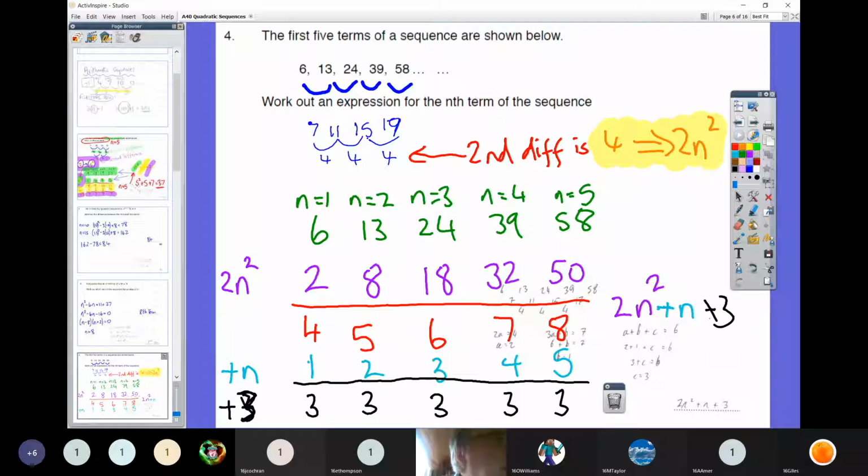So, is there anybody who would like me to explain any particular line on that? So, from the top again, we did the first difference. We did the second difference and we got 4. And because it was 4, we halved the 4 to get our starting point, which is 2n squared. George?